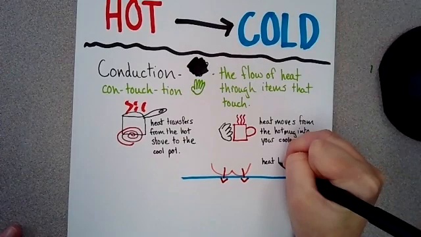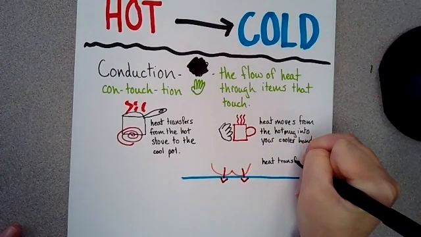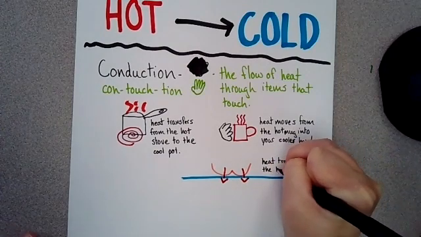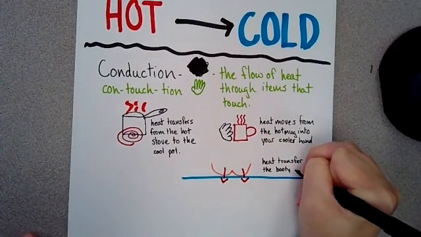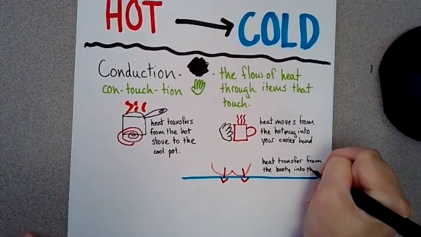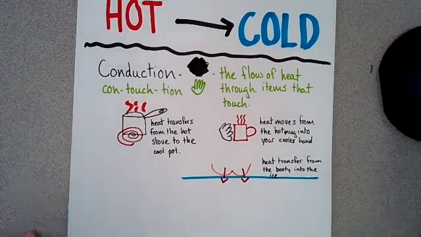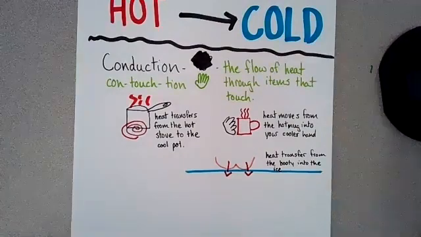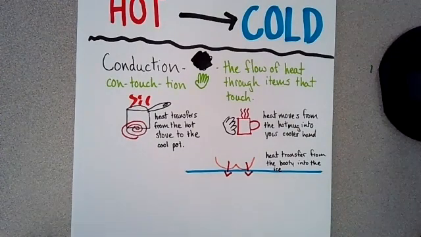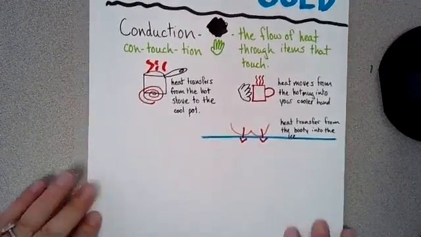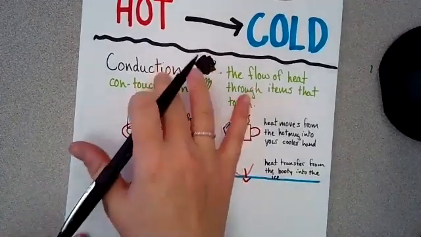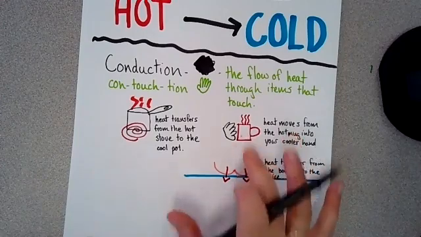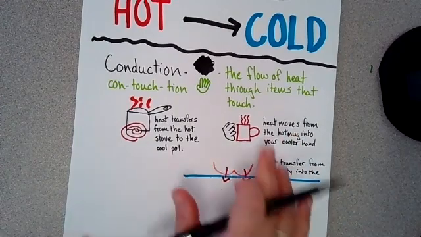The heat transfers from the booty into the ice. That is why your booty gets cold, because you lose heat, not because you gain cold. Miss Ross, I can't believe you drew a booty on there. I know, I love you. So the first type of heat transfer is conduction. Conduction is things that are touching: touching a hot stove, touching a mug, booty to the ice. These things are touching each other.